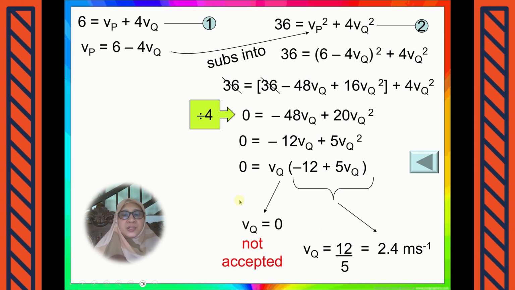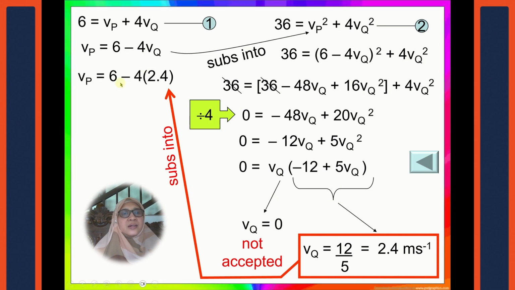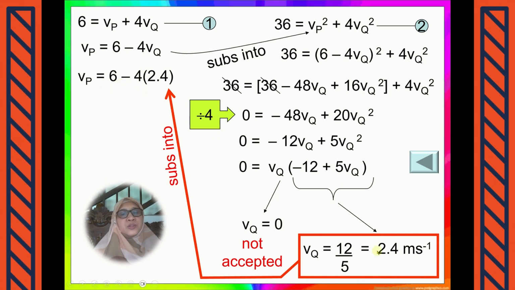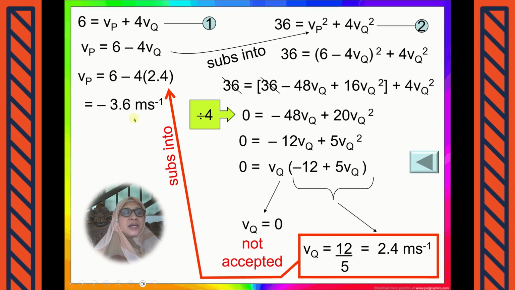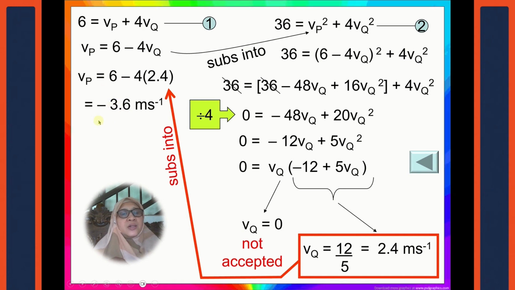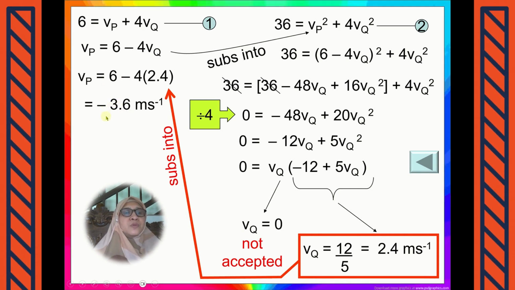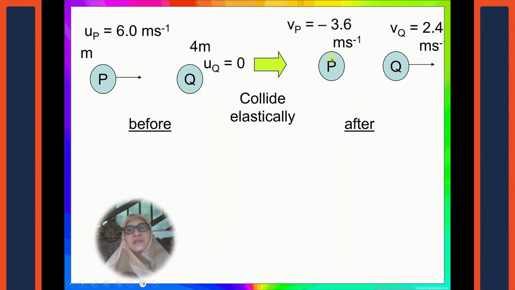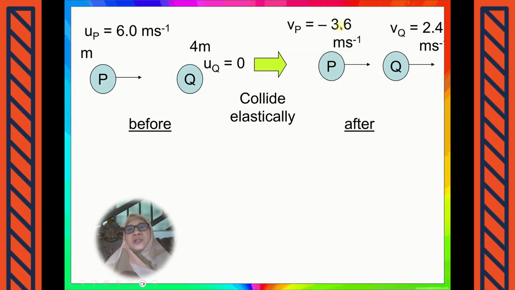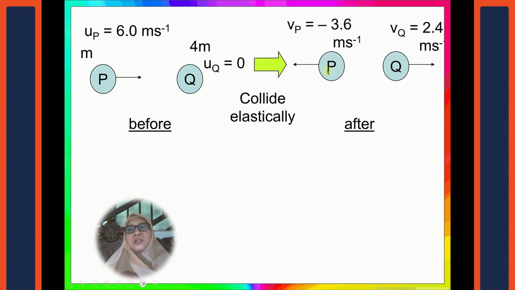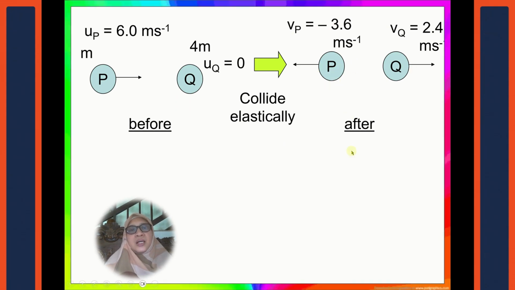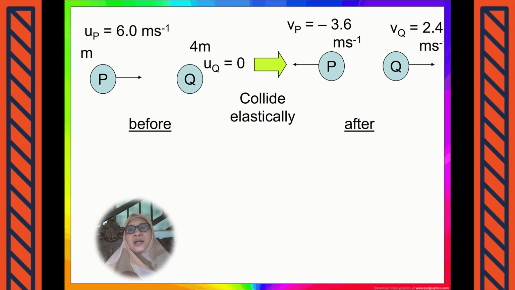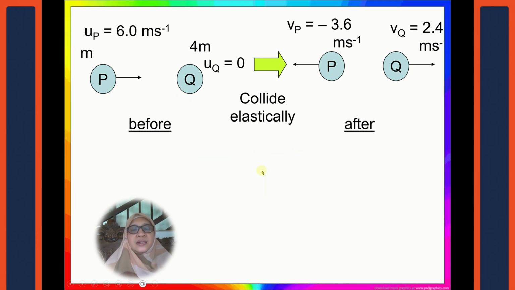Okay. So next, to find Vp, we substitute 2.4 into the first equation. So we get Vp negative 3.6 meter per second. So negative means that P moves in the opposite direction. Okay, so negative 3.6. So that means this one we change to this direction. Opposite direction. Okay, so done for Vp and Vq. Okay, there is another method.